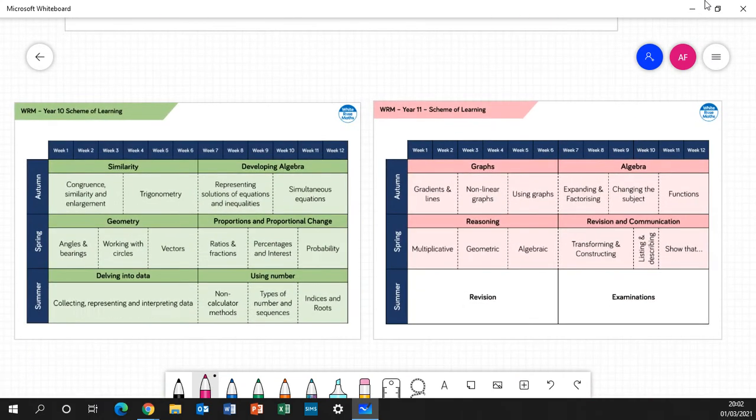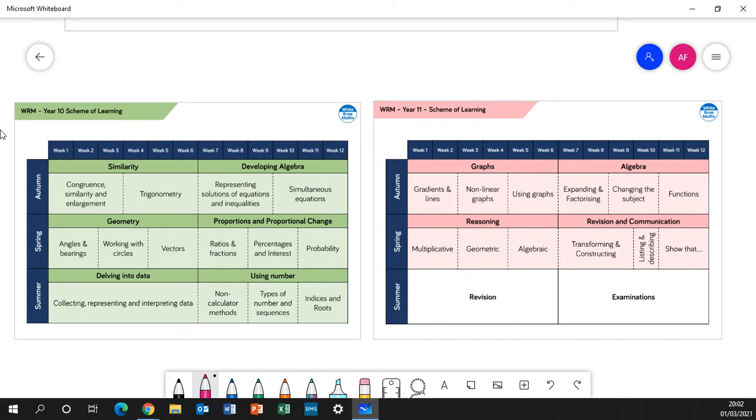If we can start by looking at the curriculum. As you can see, the curriculum that we follow is the White Rose Maths. Now, White Rose Maths you'll be used to through year 7, 8 and 9. This is quite good, so it follows on from your previous work and it tends to build up on that a little bit more.